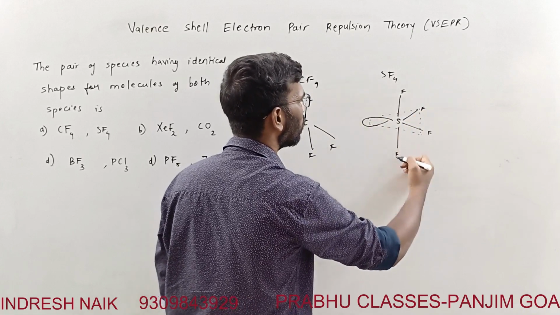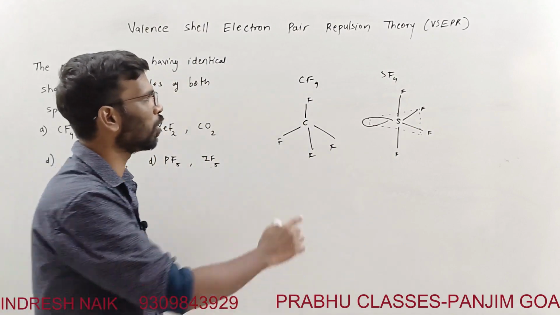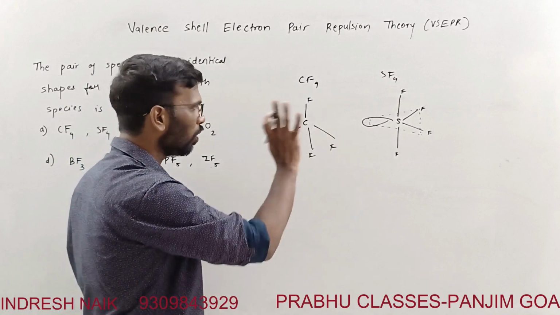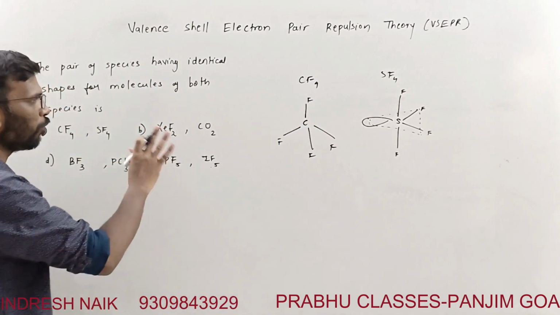This fluorine is above, this fluorine is down, but this structure and this structure are not the same because of the lone pair, right? So they are not same. Let's take xenon fluoride, XeF2, and CO2.